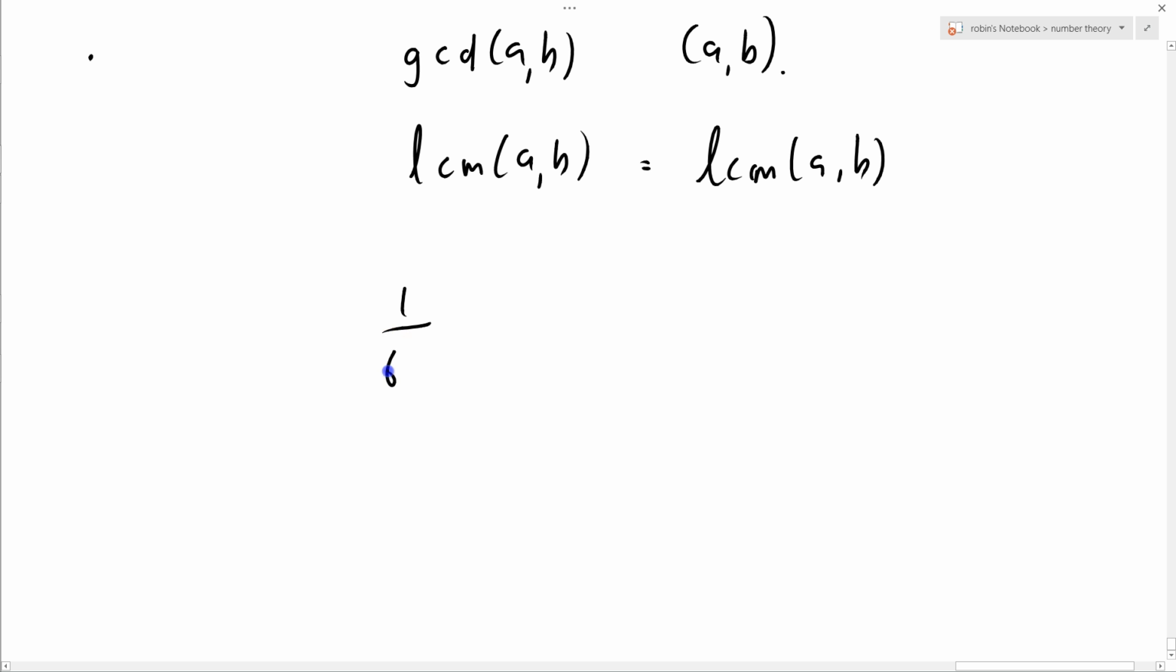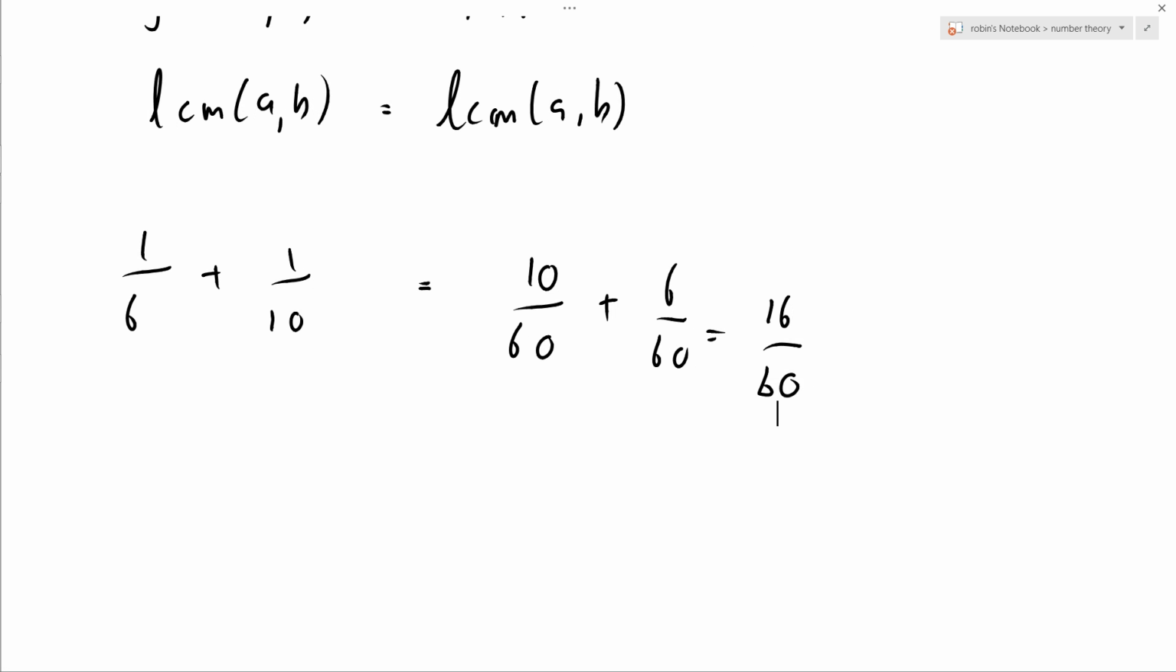If I want to add 1/6 to 1/10, well, we all know that we can do it in terms of 60ths. We can take 10 60ths plus 6 60ths, 16 60ths, which is fine as far as it goes. But then of course I can cancel 2 and cancel another 2, 15 and 4 to give me 4 15ths.